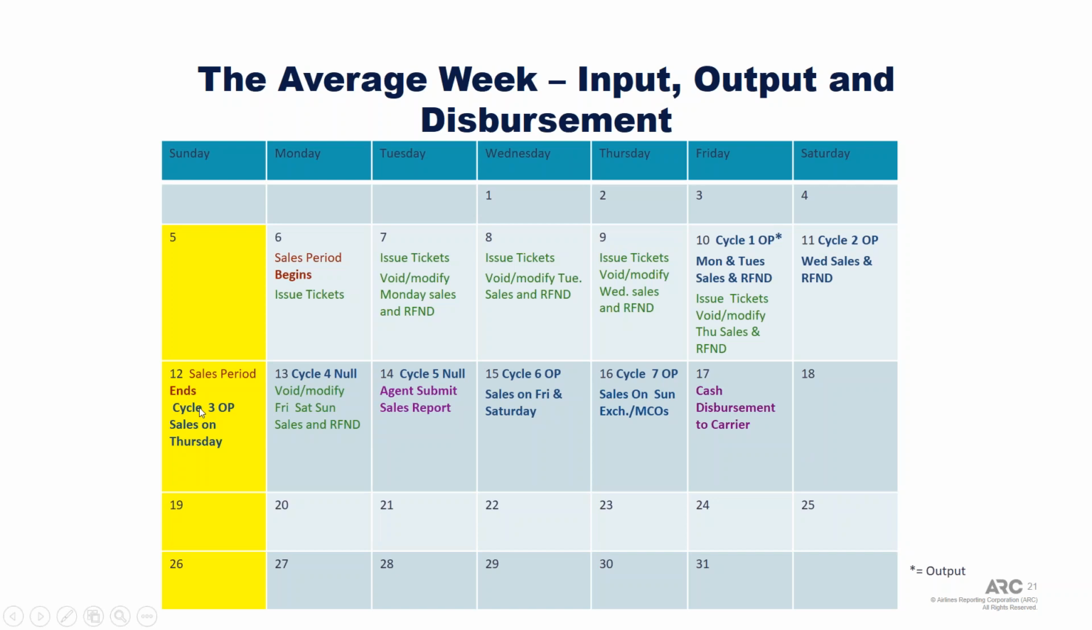On Sunday, that's the end of your sales period. So all of your sales from, on this calendar, Monday the 6th to Sunday the 12th, you'll get your cash disbursement on Friday the 17th, always 5 days after the sales period ends.